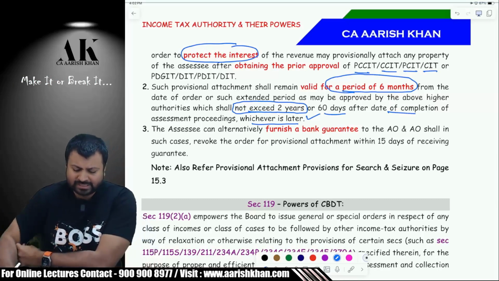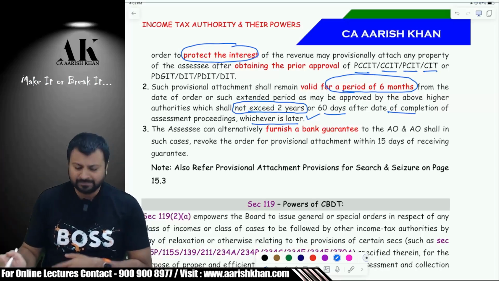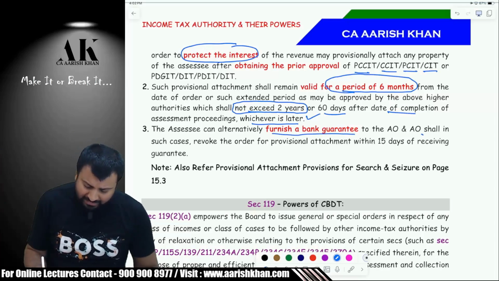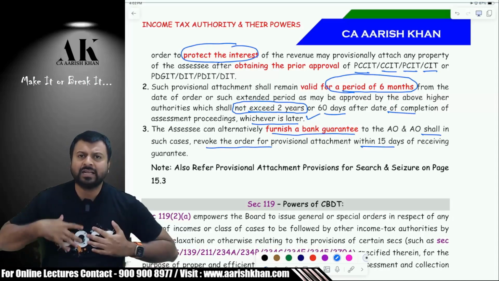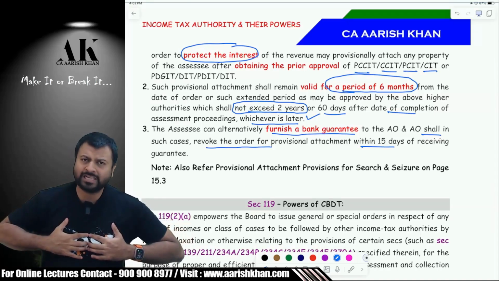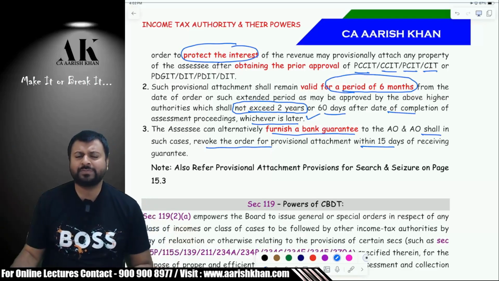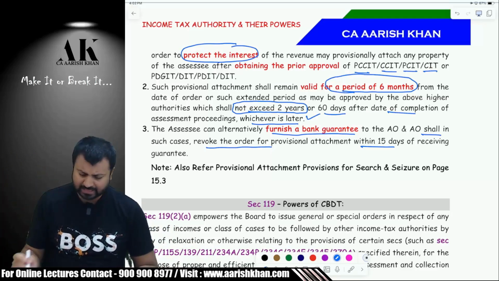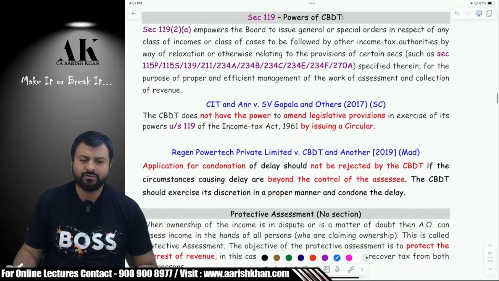Sir, can the assessee alternatively furnish a bank guarantee and release the assets? Yes, the assessee can tell the department that I am ready to furnish a bank guarantee, and the AO in such cases revokes the order for provisional attachment within 15 days. So if 2 crore or 3 crore rupees of assets are attached by the department and you want that asset, you can give a 2 crore or 3 crore rupees bank guarantee to the assessing officer and he will release that asset, within 15 days. A similar provisional attachment provision is also there in search and seizure, which will come on the next page, 15.3.